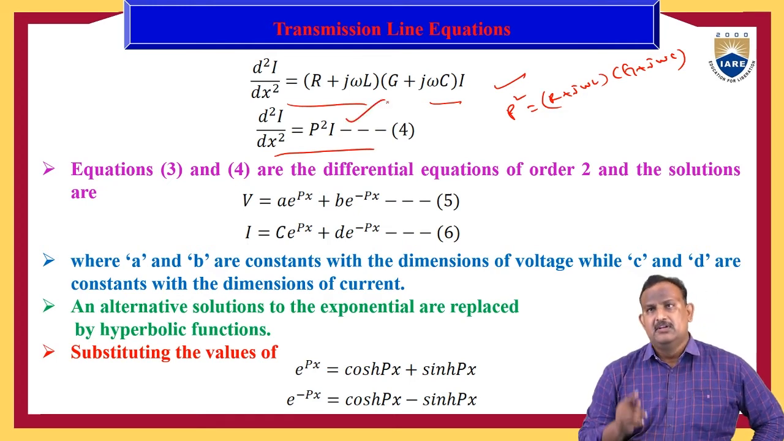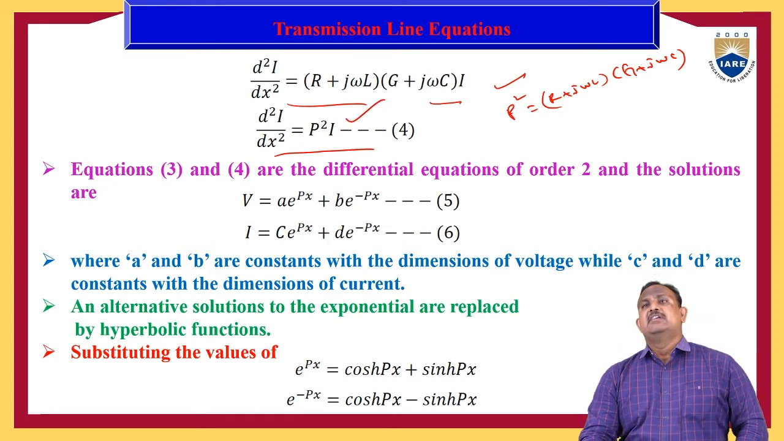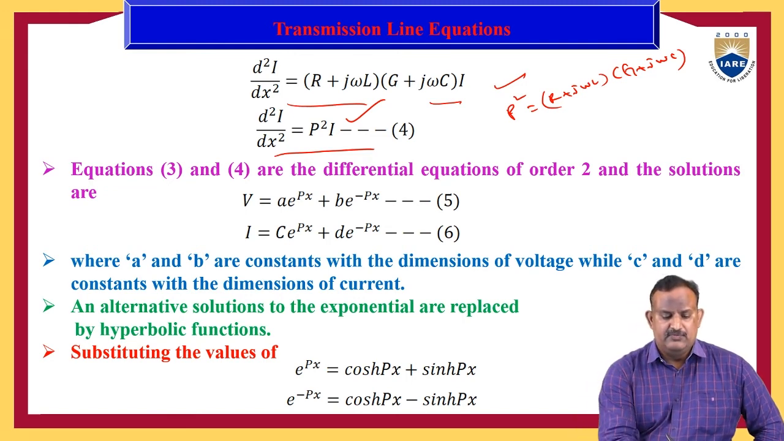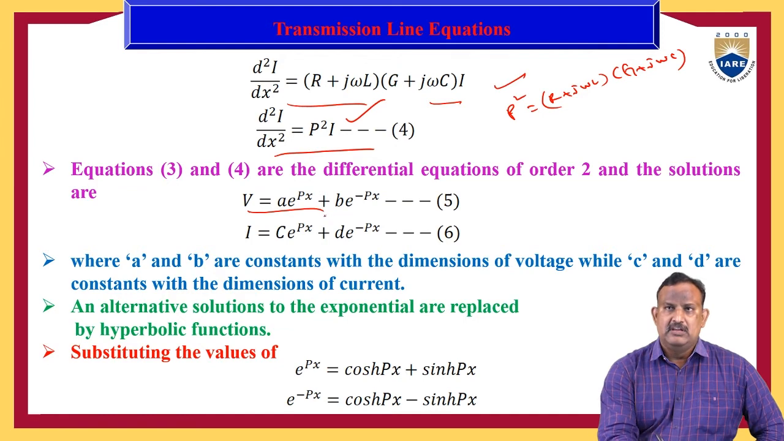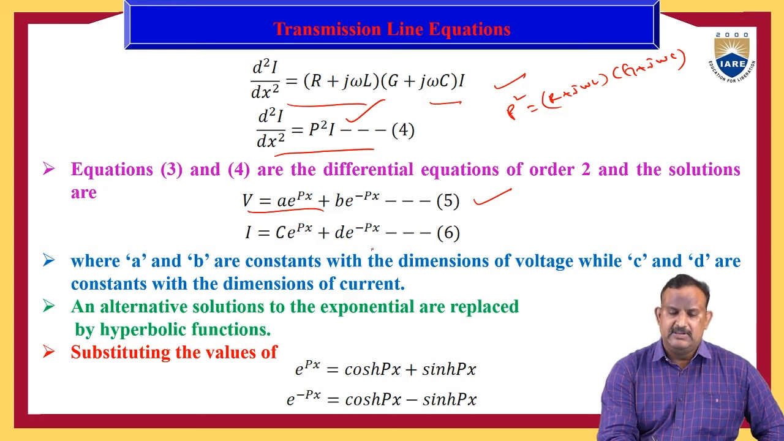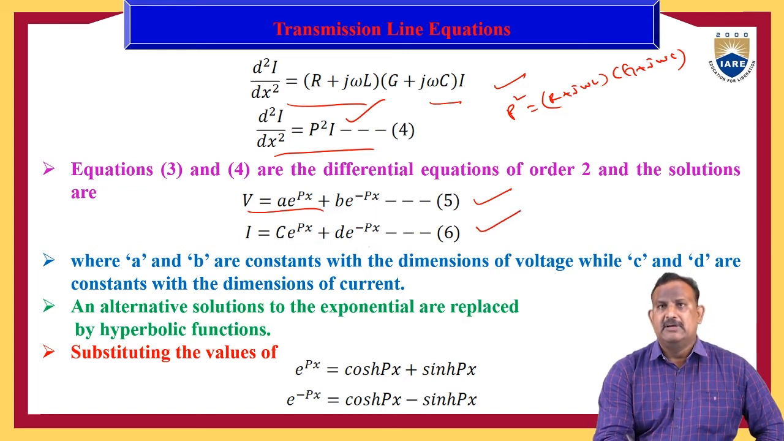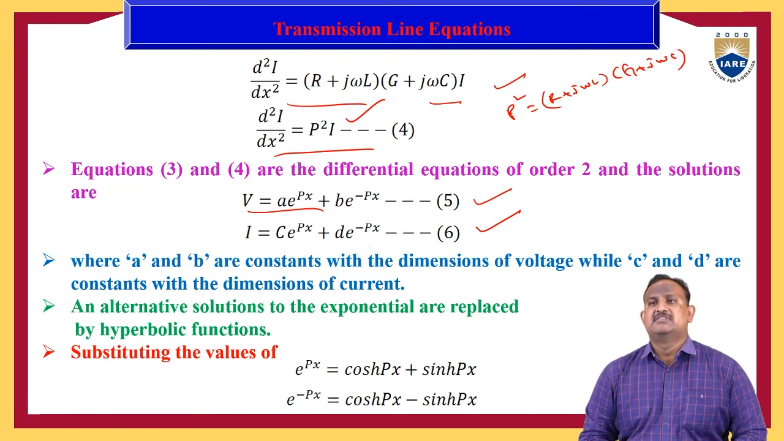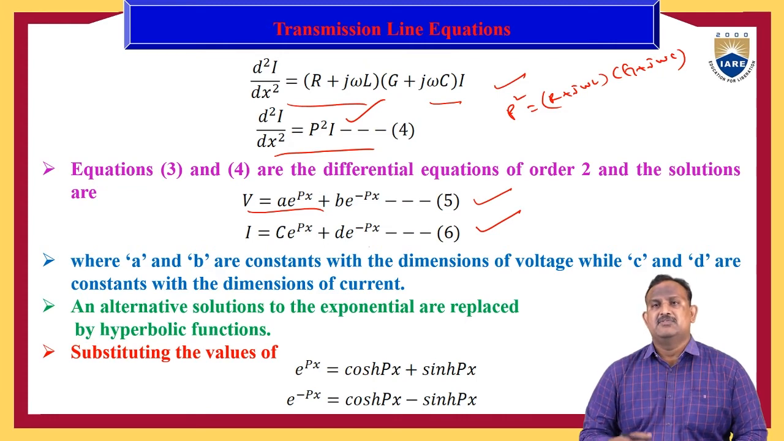Now, equations 3 and 4 are differential equations of order 2, and the solutions are: voltage V is equal to A into e power px plus B into e power minus px, and the current I is equal to C into e power px plus D into e power minus px, where A, B are constants with the dimensions of voltage, while C and D are constants with the dimensions of current.